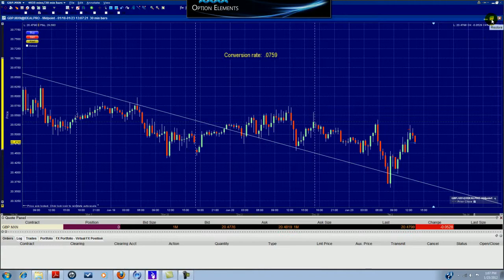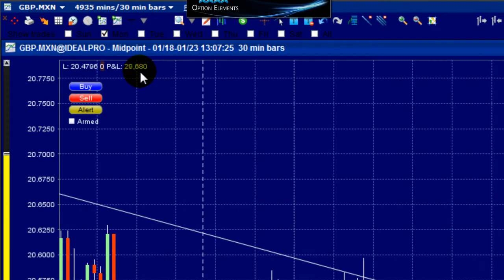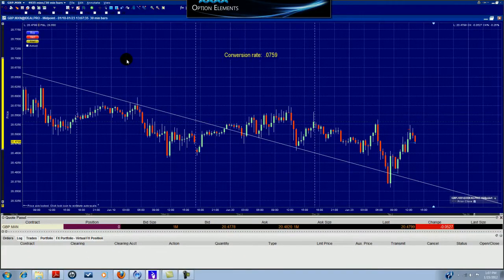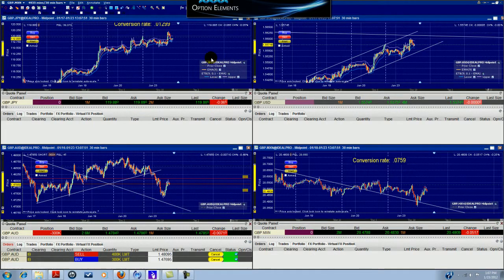There we go. You can see up here with our P&L, we're now at positive 29,680 pesos. So let's do the math on that with our conversion rate. 29,680 times 0.0759. Okay, that's 22.52. So $2,252 on the two trades in the peso.